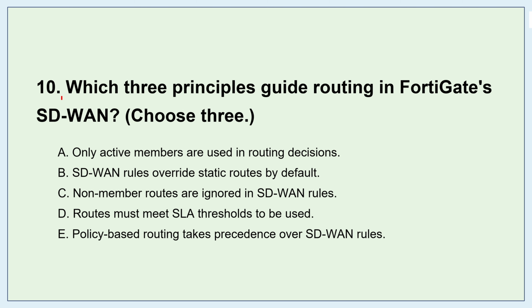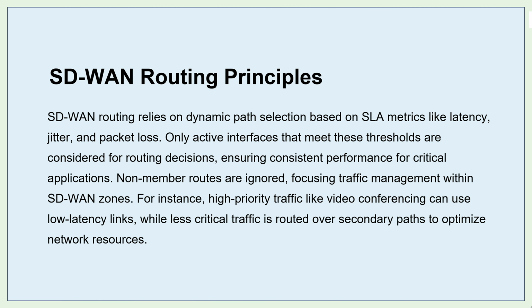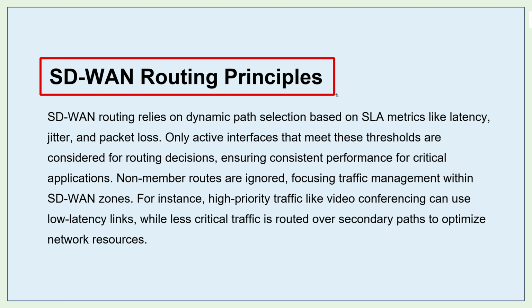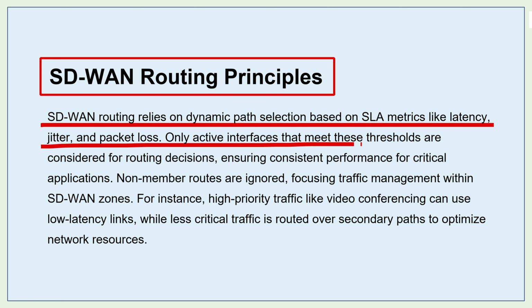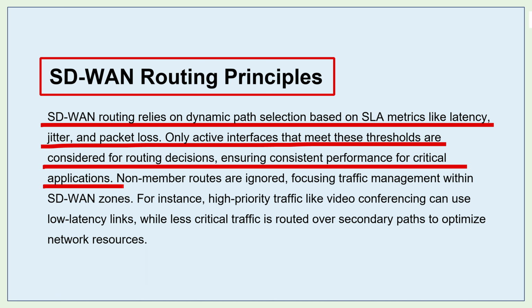Question 10. Which three principles guide routing in FortiGate's SD-WAN? The knowledge points of this question are: SD-WAN traffic management. SD-WAN routes traffic through active interfaces that meet performance thresholds like low latency. It ignores non-member routes and focuses on dynamic path selection to keep critical apps, like video calls, running smoothly on the best links.